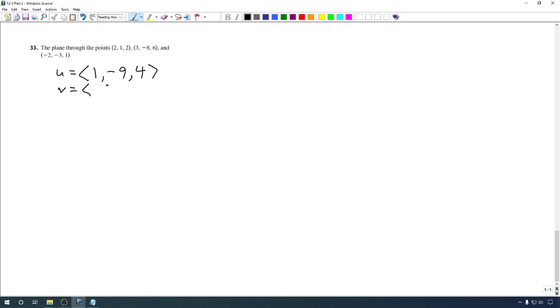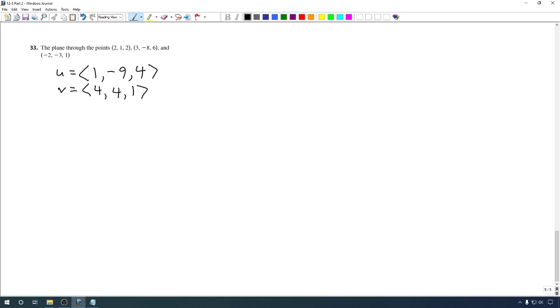For v, I'm just kind of looking for points where I don't have too many negatives, just to make it easier on myself. Let's actually take the vector from our third point to our first point. So remember, we take the terminal point minus initial point for our components. So we take 2 minus a negative 2, so we'll get a positive 4. We have a 1 minus a negative 3, so we get another positive 4. Then we have a 2 minus 1 to get a positive 1.